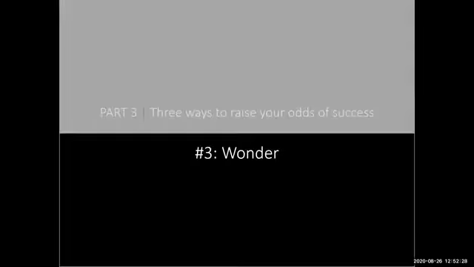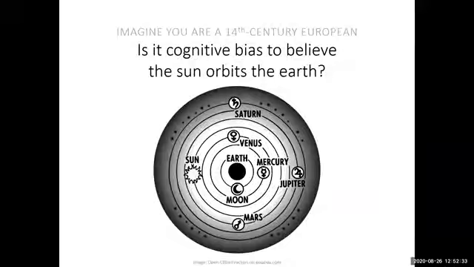Number 3, wonder. Let's go back to thinking about the 14th century European. Is it cognitive bias to believe the sun orbits the earth? And we said, no, it isn't, because at that time it was reasonable for people to believe that the earth is the center of all things and the sun orbits the earth. Everybody knew that. Now, I want to ask you to imagine that you are a 21st century executive.